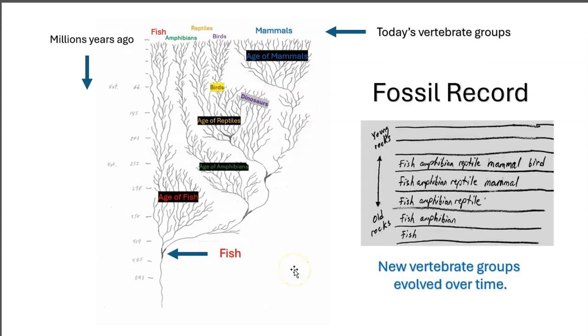Now, how do we know about the history of vertebrates? Well, the fossil record tells a pretty clear story all around the world. In sedimentary rocks of the proper age, we see this pattern in the fossil record of vertebrates. Fish are in the oldest rocks. And then in younger rocks, we have fish and amphibians. And then reptiles emerge, and then mammals and birds. Birds are the youngest vertebrate group. So clearly, new vertebrate groups have evolved over time.